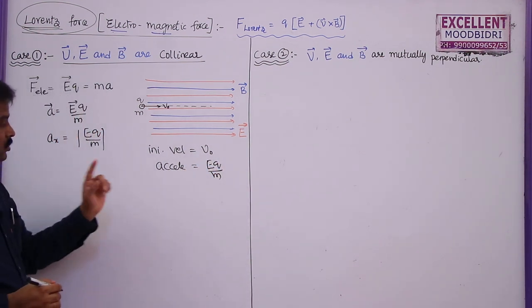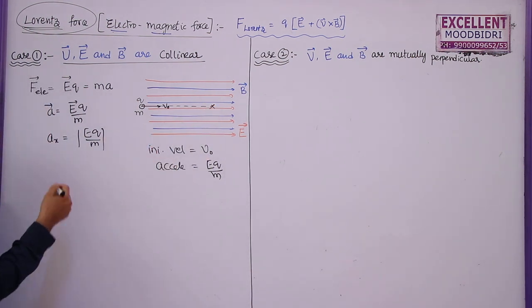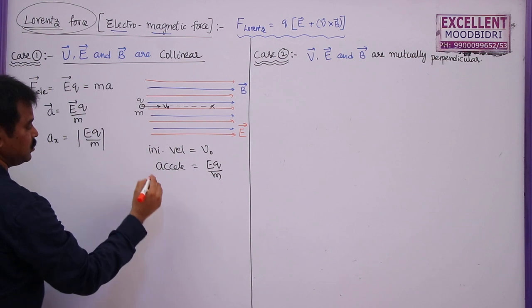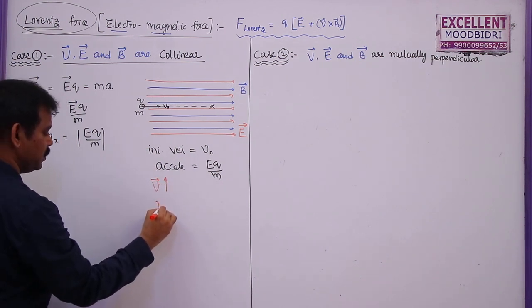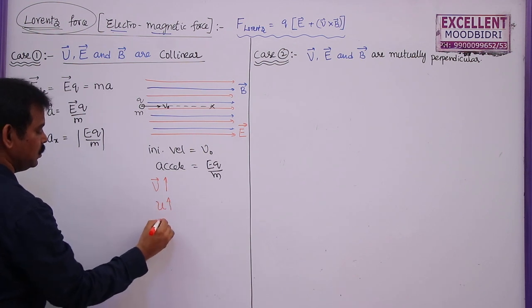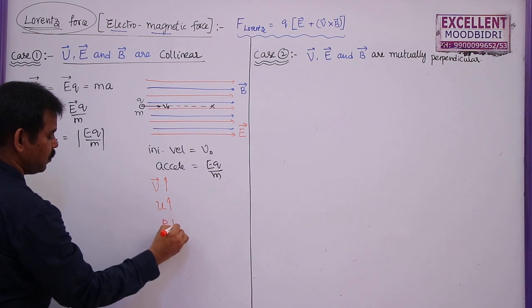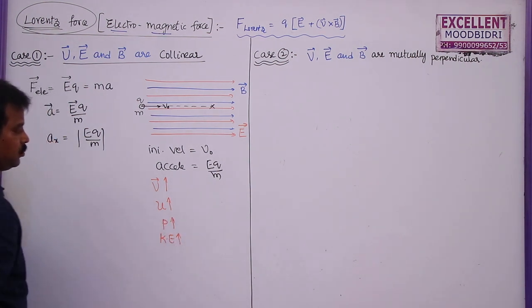Due to this, after some time, the velocity will change. When the velocity changes, momentum changes, and due to this, kinetic energy also changes. So what are the quantities that will change here? The velocity V bar increases. The speed will increase. The acceleration is constant. The momentum of the particle will increase, and as a result the kinetic energy also increases.